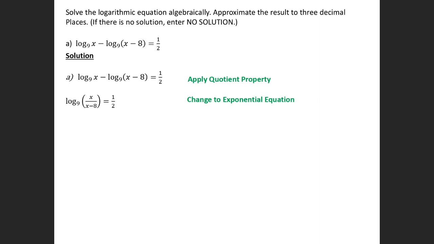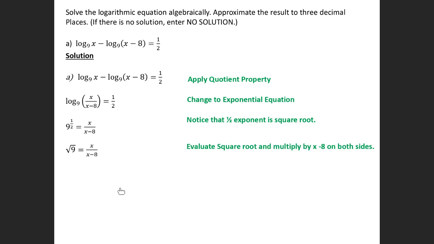So now we change to exponential form. So my base is 9. And the log is always equal to the exponent. That means the half is the exponent. X divided by x minus 8. Some of you might leave this here. You might put that in your calculator. But if you don't have your calculator or something, the half is just a square root, right? So I can write that as a square root. Square root of 9 is equal to x divided by x minus 8. The square root of 9 comes out as plus or minus 3. And we need to solve for x.